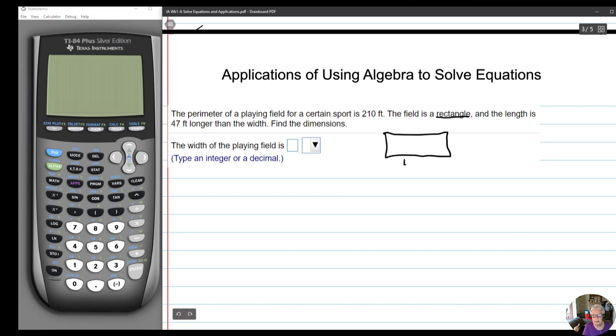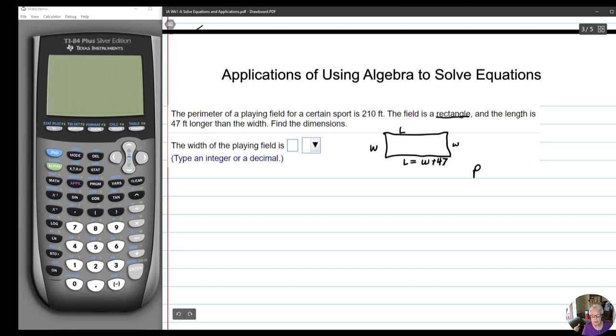This is the length, and this is the width, and this is the length, and this is the width. Nothing fancy. Now it says here that the length is 47 feet longer than the width. So here's the width. The length is going to be 47 feet longer. Okay, so W plus 47.